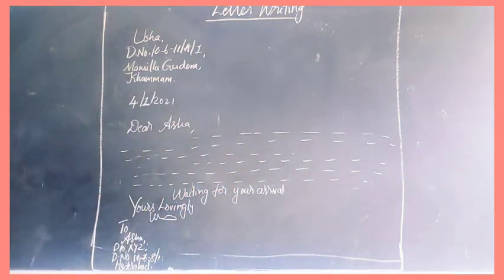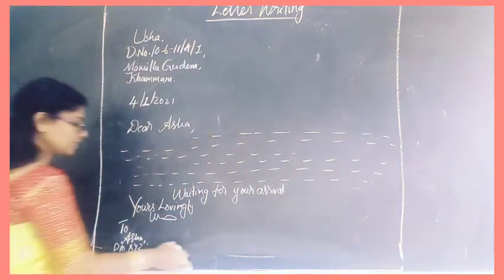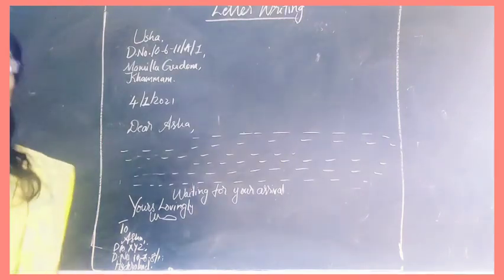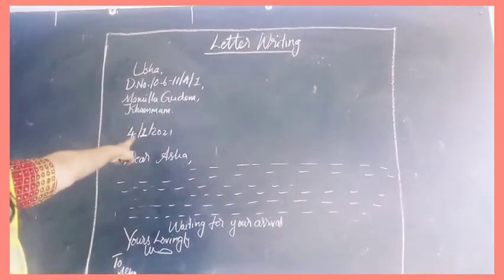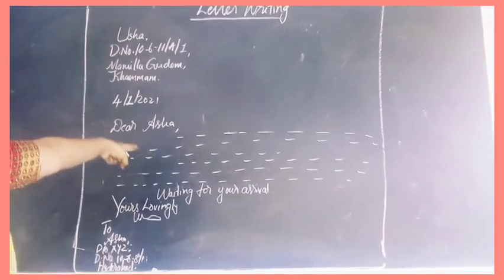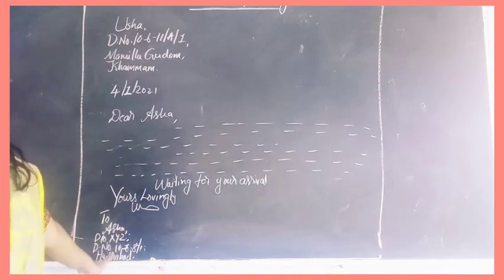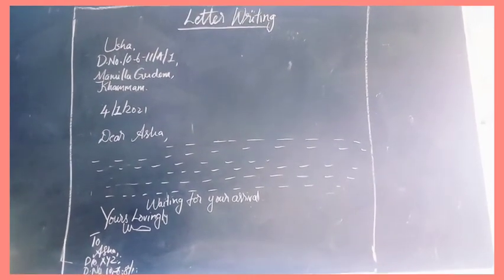Okay, I hope you understood now. Where should you write the To address? Means to whom you are writing, that address should also come there. Now let me show you the letter writing format: sender's address, date, salutation, letter body, and then closing, yours lovingly, then To. This is the format of letter writing.